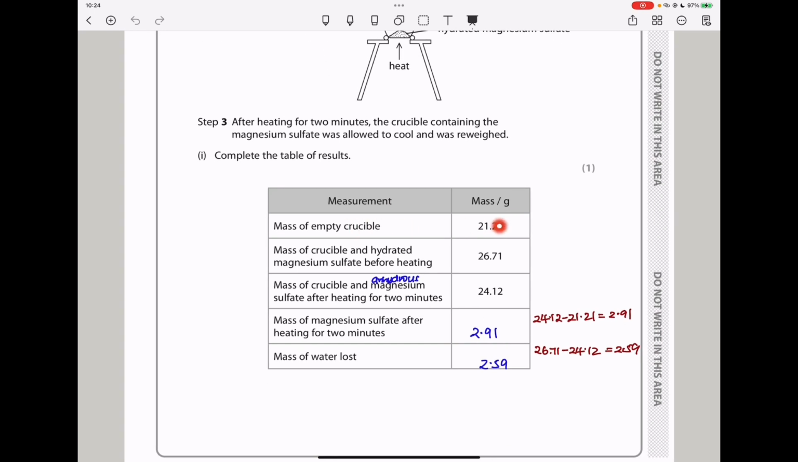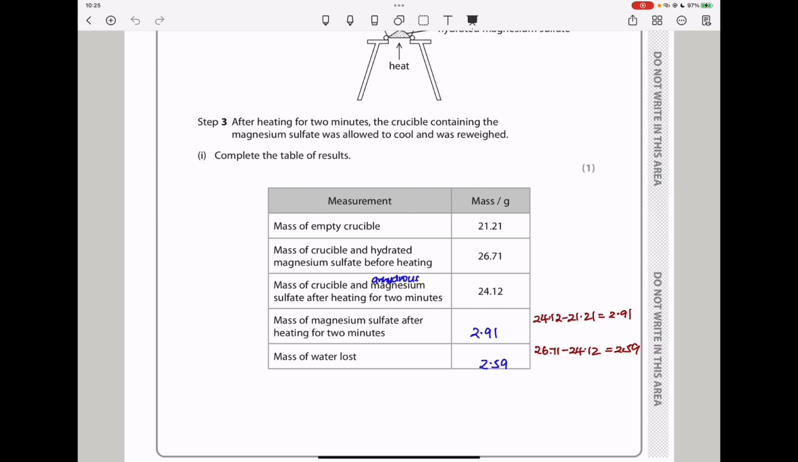So the mass of the empty crucible was 21.21, and the mass of the crucible and the hydrated magnesium sulfate before heating was that. The mass of the crucible and magnesium sulfate after heating was that. So we can see that the mass of the water that is lost is going to be 26.71 minus 24.12, which is 2.59, as we can see here.